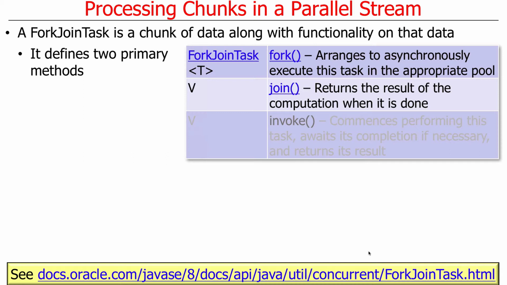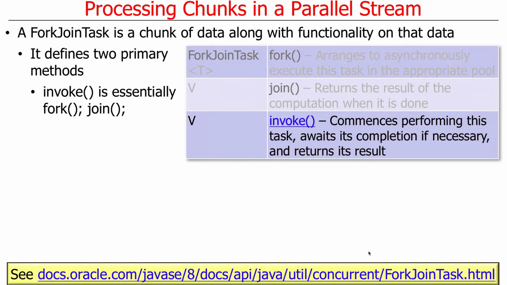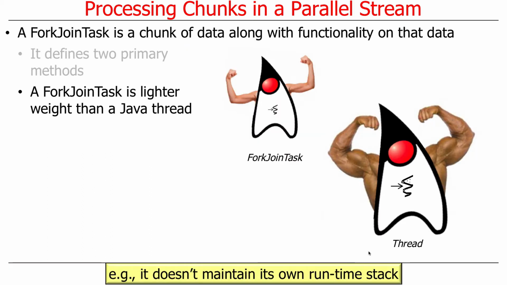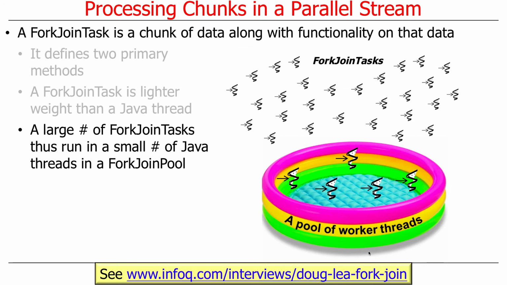And this whole thing is done in a very clever way under the hood. There's also a method called invoke, which is basically combining fork and join, and it just blocks. It waits for the result to be done, whereas fork does not wait. It's asynchronous. Now, it turns out that under the hood, a fork join task is a lightweight execution context. It's lighter weight than a Java thread. In particular, a fork join task does not have its own runtime stack, unlike a Java thread, which does have its own runtime stack.